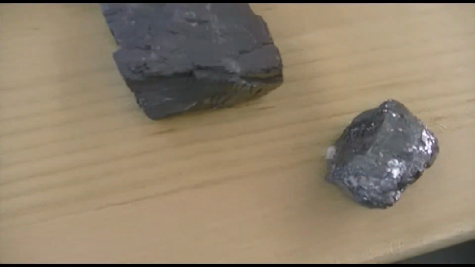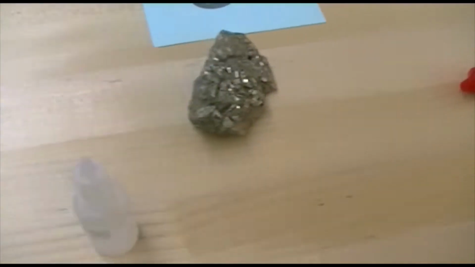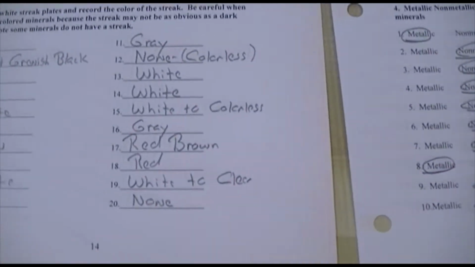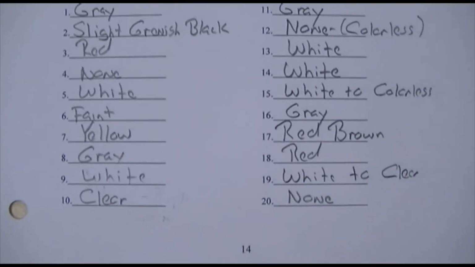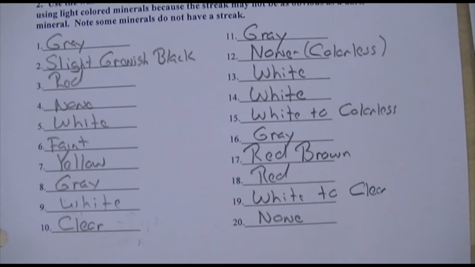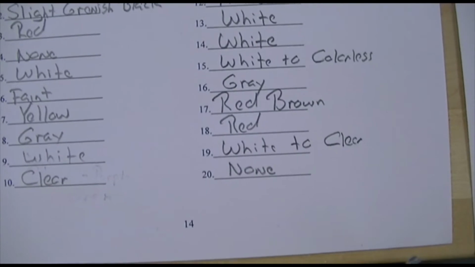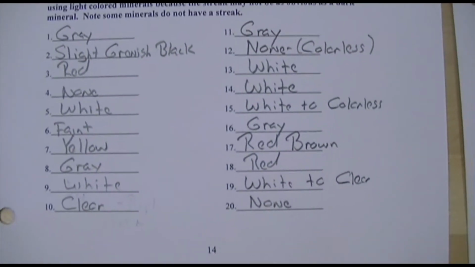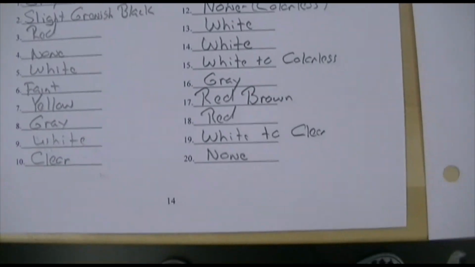So I went ahead and did a streak test for every one of the minerals here, and I recorded those answers on our lab. Sorry about the moving around so much, but I had to lay things out. So all the streak colors are right here. So number 1, a gray, slight brownish streak. And we all see things differently. They say males have a harder time seeing color than females, which may be true.